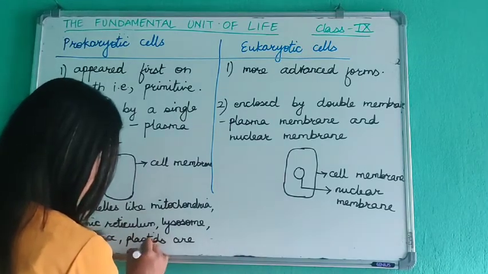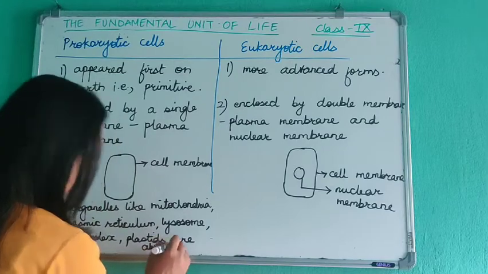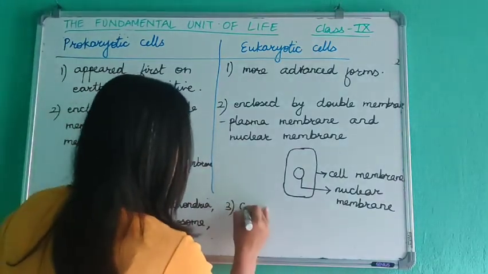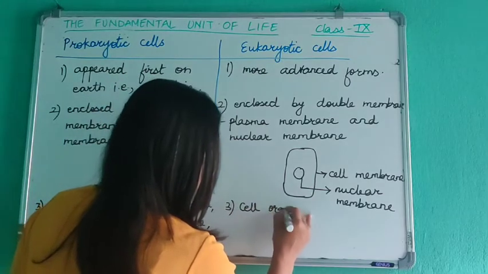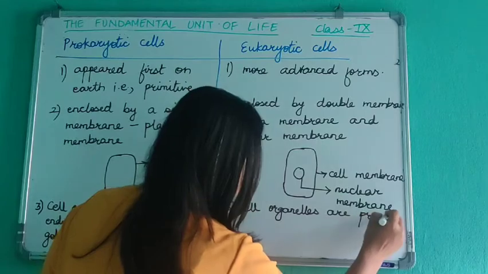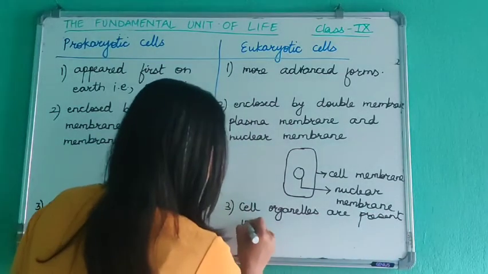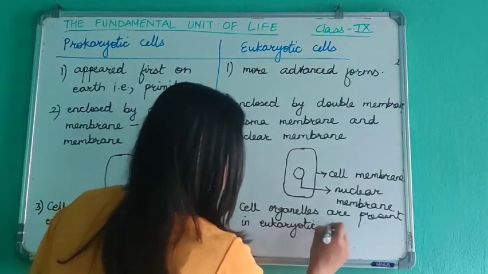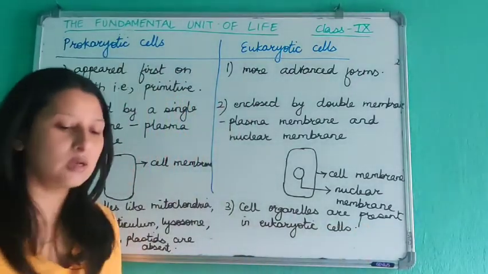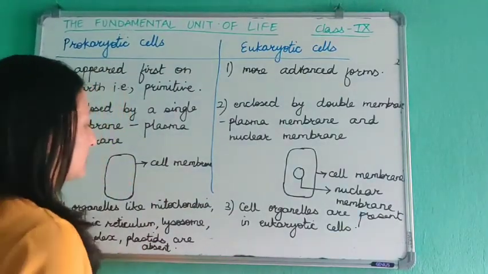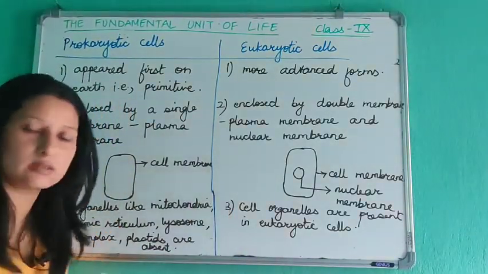Okay, यो सबै absent huncha in prokaryotic cells, but all these cell organelles are present in eukaryotic cells. So these are the major differences between prokaryotic cells and eukaryotic cells. Okay, I hope you understood it.